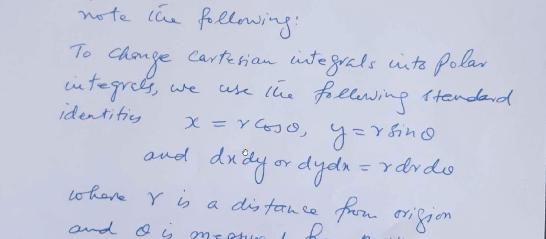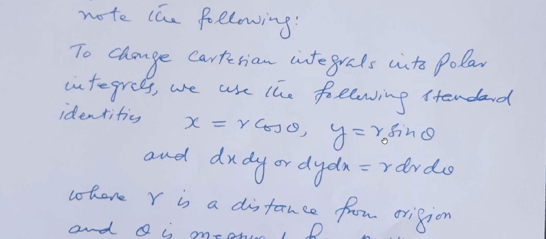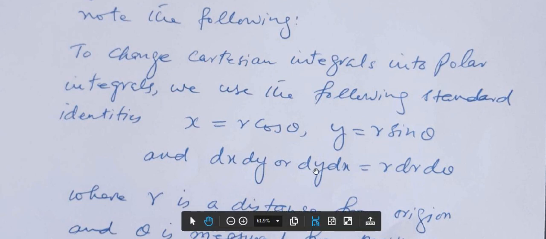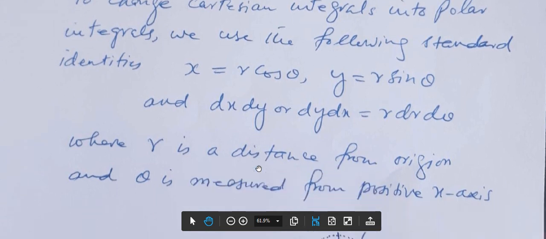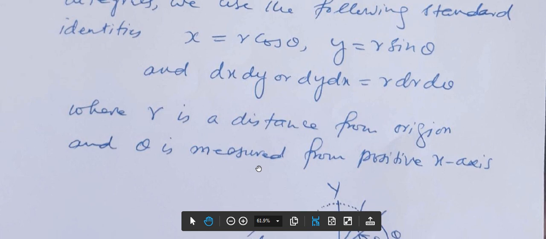And dx dy or dy dx, you will replace with r dr d theta. So if you know this, it means you will replace x with r cosine theta, you will replace y with r sine theta, and then dx dy or dy dx in the integral you will replace with r dr d theta, where r is the distance from the origin and theta is measured from the positive x-axis. r is your radius and theta is your angle.